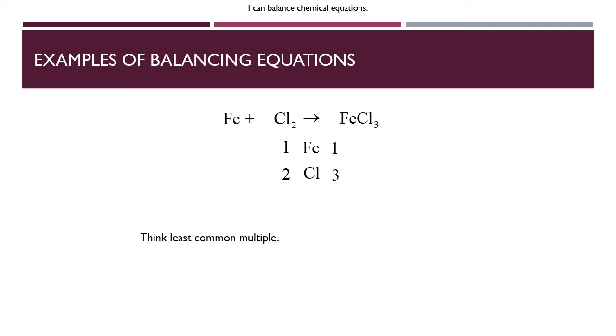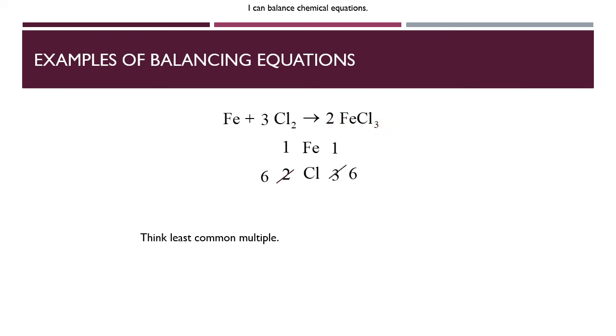Here the hint or the trick is to think about least common multiple. Because for my chlorines, regardless of what number I put here, I have to multiply it by 2. Regardless of what coefficient I put here, I have to multiply it by 3. So my number of chlorine atoms has to be some multiple of 2 and 3. So think least common multiple. Well, the least common multiple of 2 and 3 is 6. So to get 6 chlorines on the left side, I need 3 Cl2s, because 3 times 2 is 6. And on the right side, I would need 2 molecules of the FeCl3, because 2 times 3 is 6.